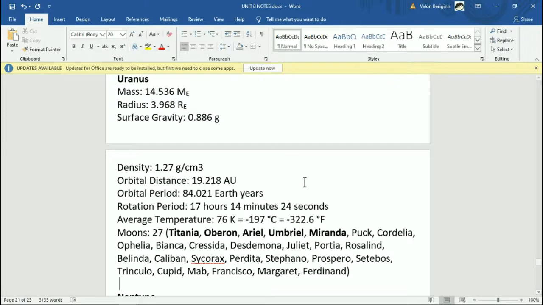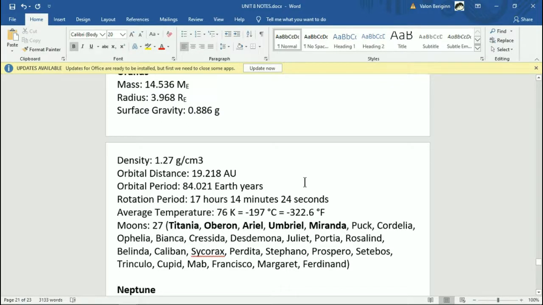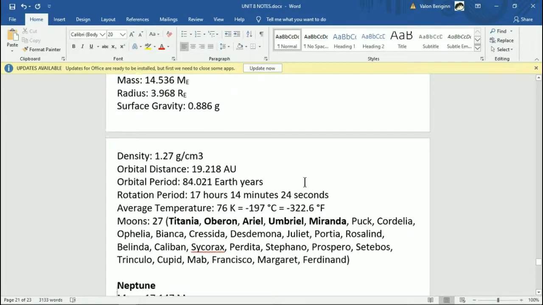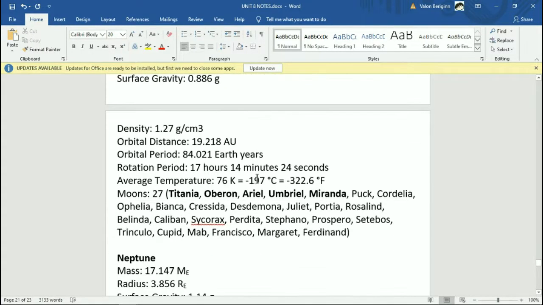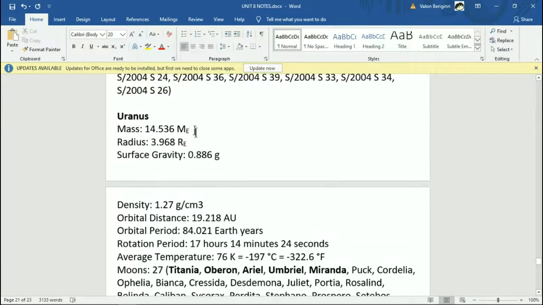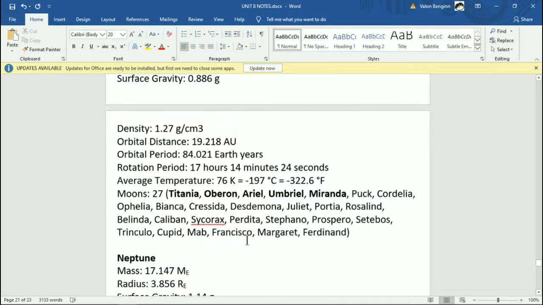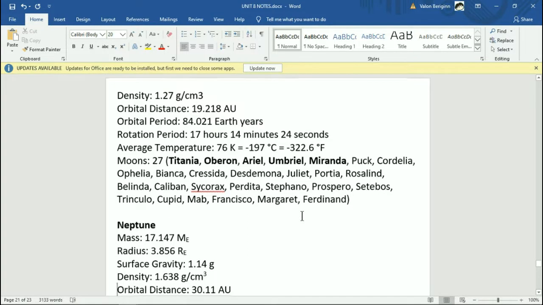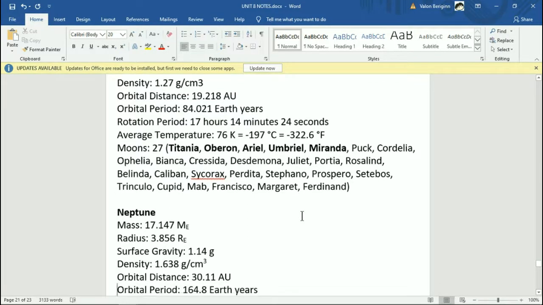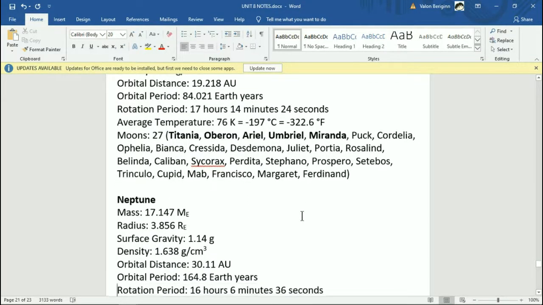But moving on to the last planet, Neptune. So Neptune, also a gas planet like Uranus. It's actually very similar to Uranus. It's a little bit more massive, so 17 times the mass of the Earth versus Uranus at 14, but it's a little bit smaller, so 3.8 compared to 3.9. So very similar, but a little bit different. So its gravity is a little bit more. Again, density is a little bit more, 1.6 compared to 1.2. 30 AU, takes 164 years to go around.